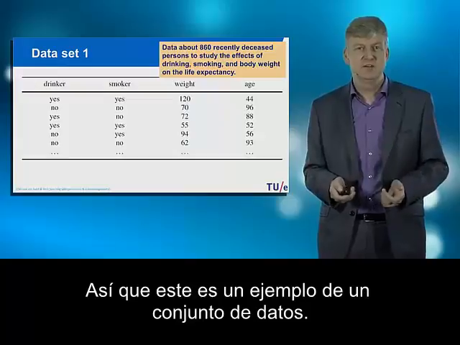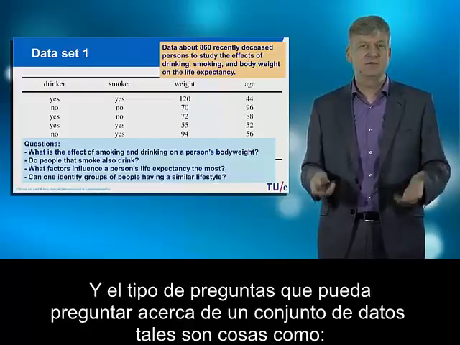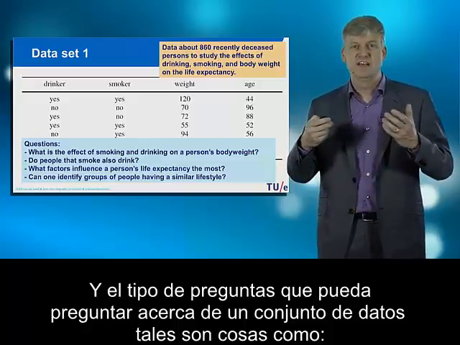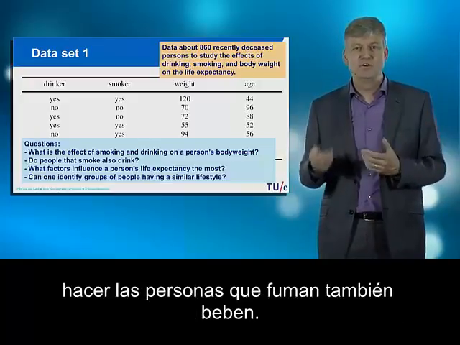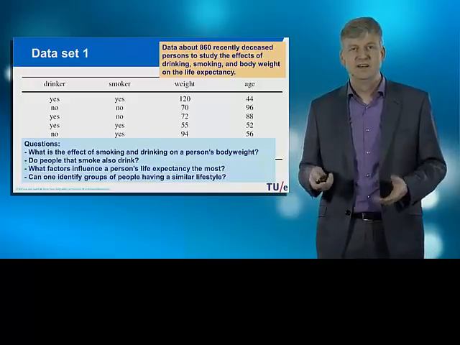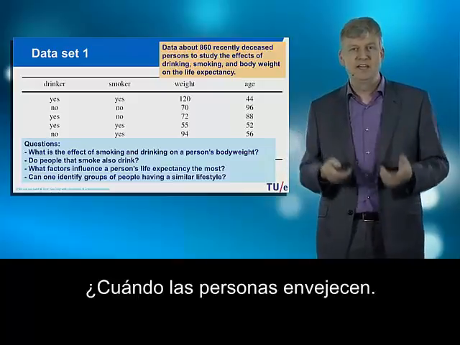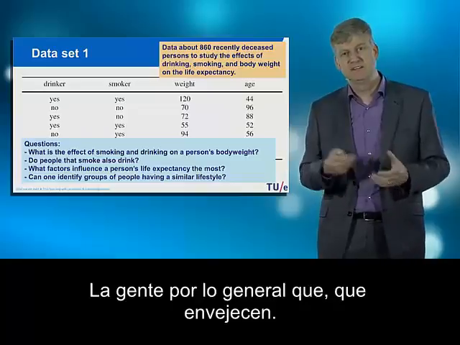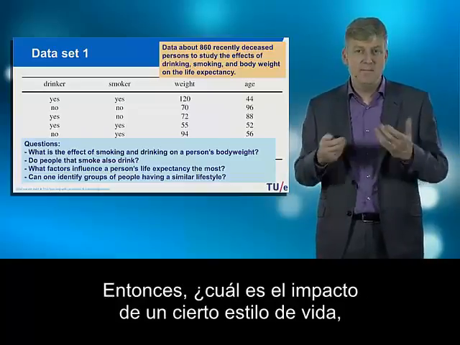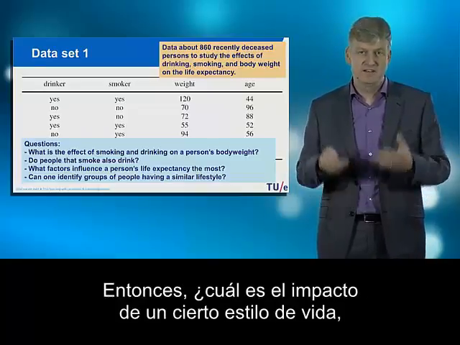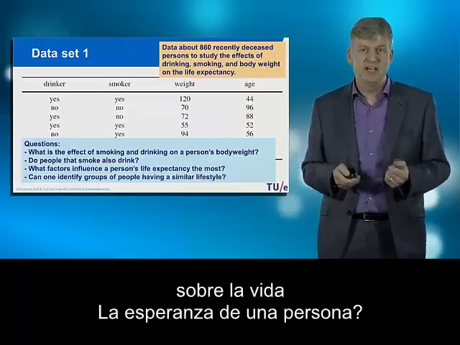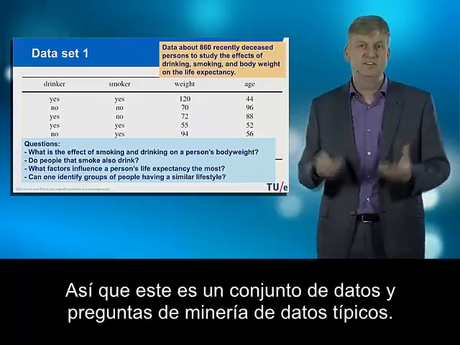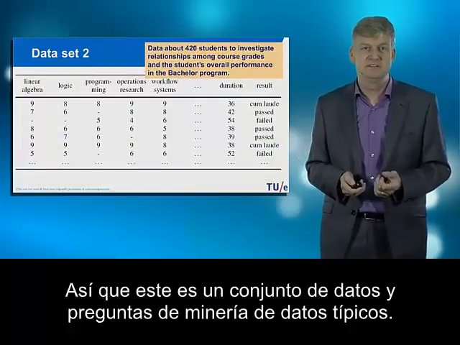So this is an example of a data set, and the types of questions that you can ask about such a data set are things like, do people that smoke also drink? When do people get old? What kind of properties do they have in common, the people typically that get older? So what is the impact of a certain lifestyle on the life expectancy of a person? So this is one data set and typical data mining questions.